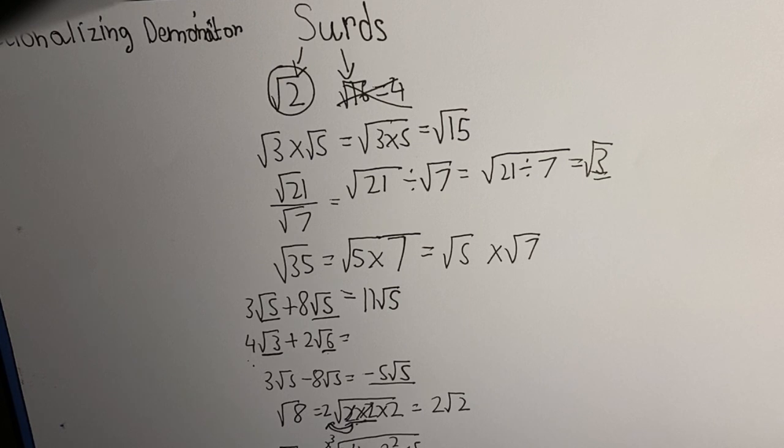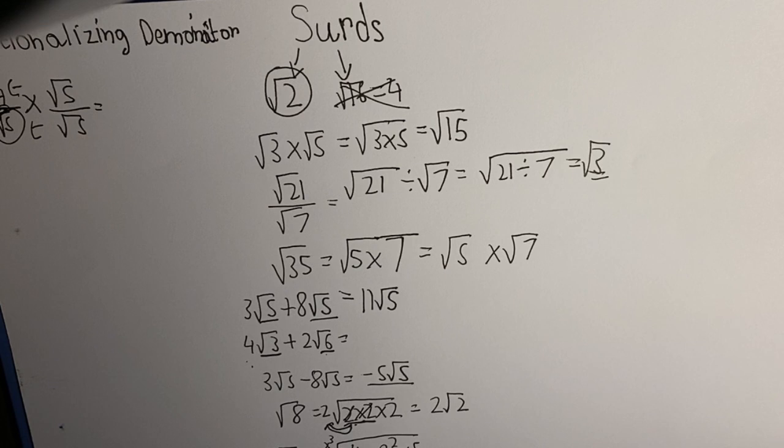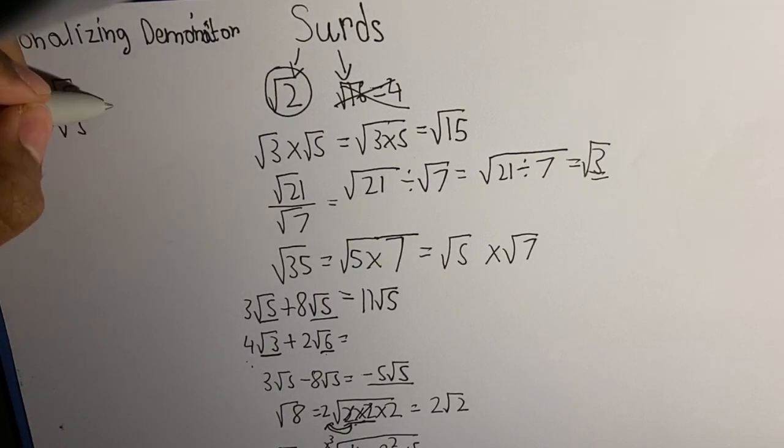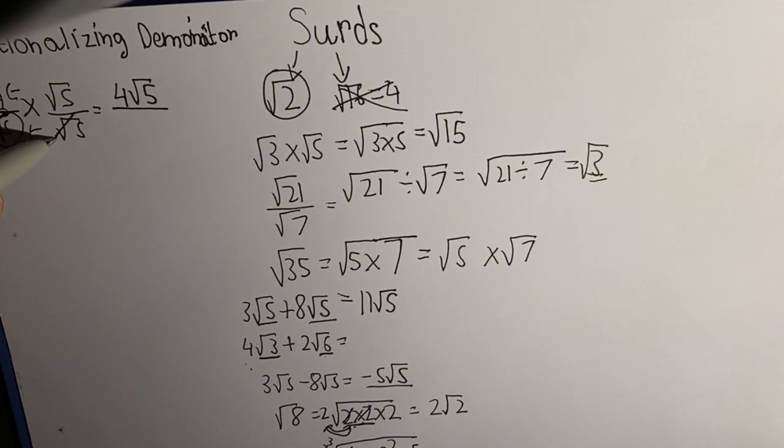Okay, let's talk about rationalizing the denominator. So let's take for example 4 over square root 5. Our goal in rationalizing the denominator is to remove the square root from the bottom of the fraction. How are you going to do that? First of all, we multiply the bottom number and the top number by this number again to cancel them out. So 4 over square root 5 times square root 5 over square root 5. Okay, so what you're going to do is 4 times square root 5, as we have learned, is 4 square root 5.